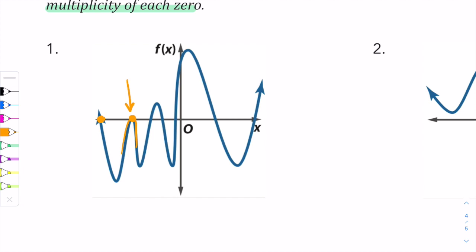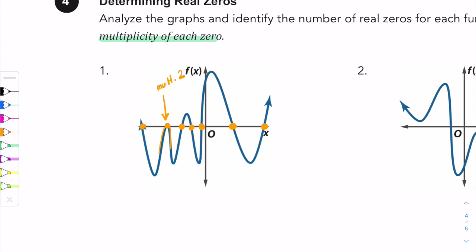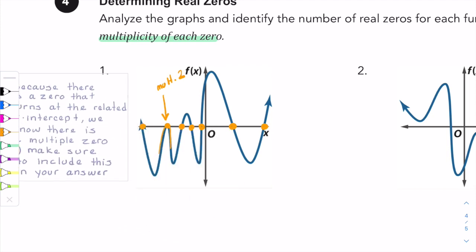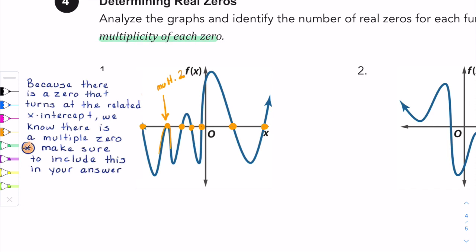So it crosses, but this has a multiplicity of at least 2. Could be any even number larger than 2, but I'm just going to say 2 because we're estimating right now. So multiplicity of 2. I have another zero here, it crosses through, and I'm just labeling all my zeros. So I do have a note, I'll put it in here now, and that's for my double zero there. It says because there is a zero that turns at the related x-intercept, we know that there is a multiple zero. Make sure to include this in your answer.